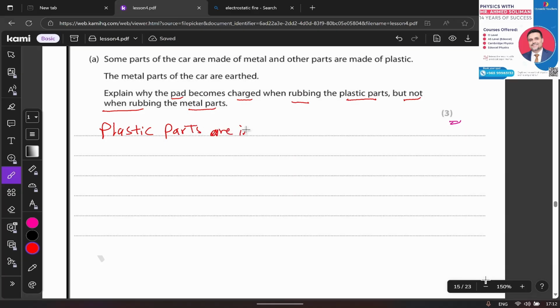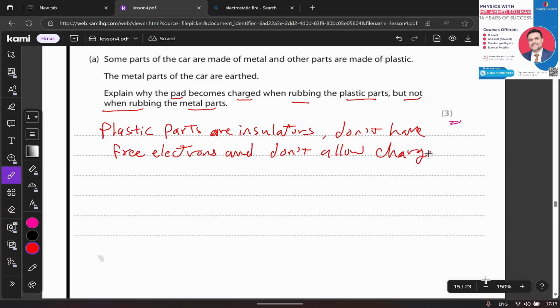Are insulators. They don't have free electrons and don't allow charge to flow through them. So they gain electrons and become charged.